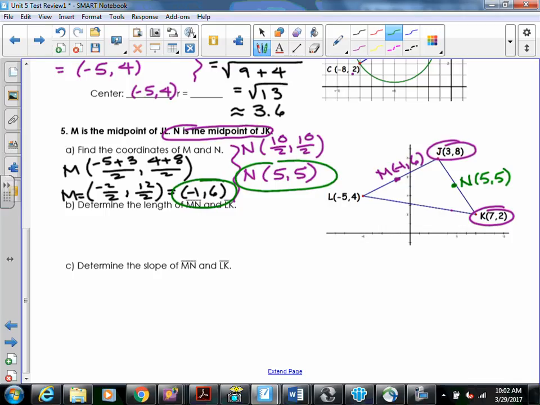Now, for part B, it says determine the length of segment MN and segment LK. Well, first of all, MN is this segment right here. Excuse me again, my board is a little off with the calibration, but we want the length of that segment. What can you use to find the length of that segment? You're gonna use the distance formula again. Now, let's see, can we do that very quickly? The distance from M to N is gonna be found using the distance formula.